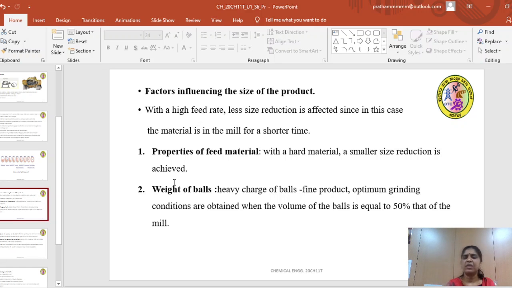With the weight of the balls, with a heavier charge of the balls, we get a fine product. Heavier charge of the balls means it should not cross beyond 50% of the volume of the mill. It should be inside. Then we will get a fine product, with optimum grinding conditions. So the ball charge should be equal to 50% of the volume of the mill. Then only we will get optimum grinding and the fine product.